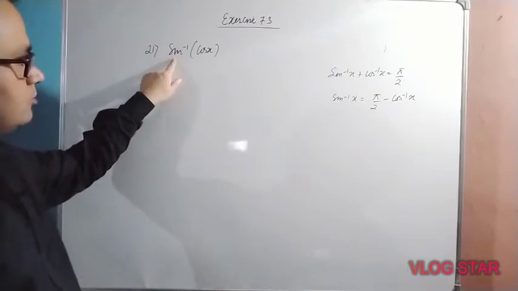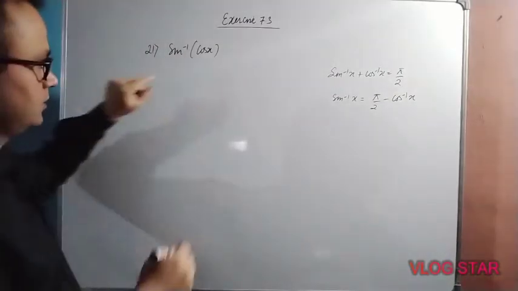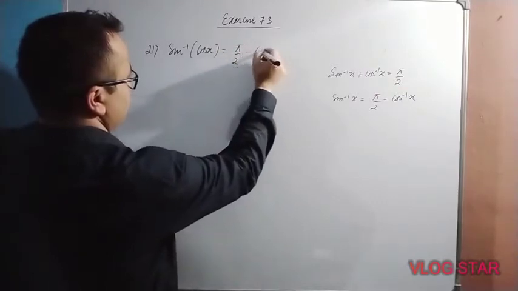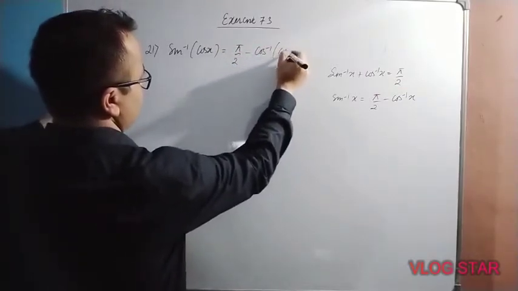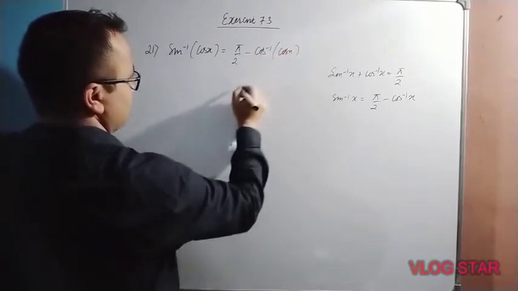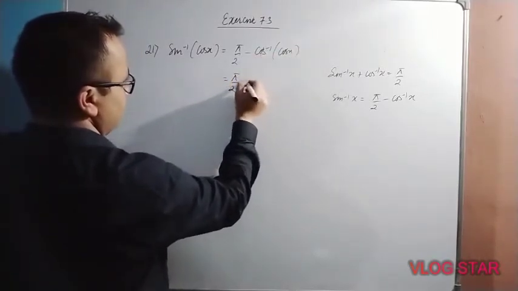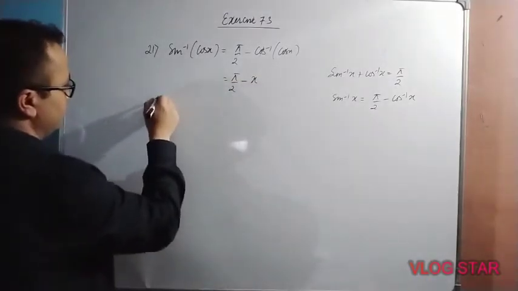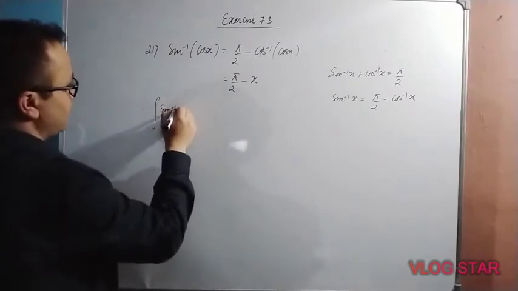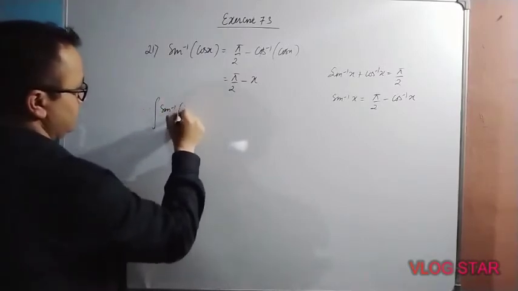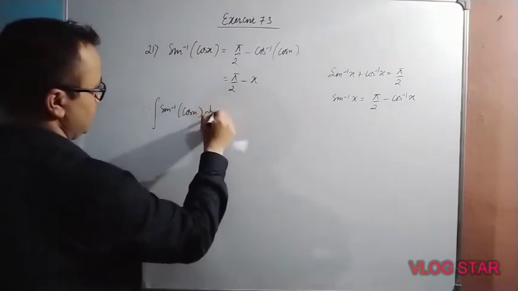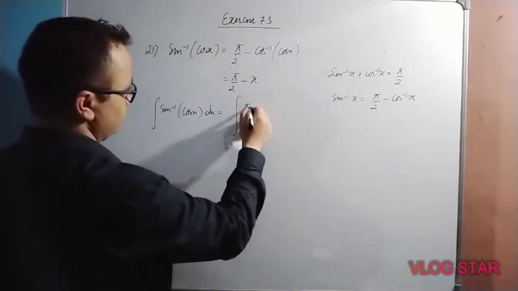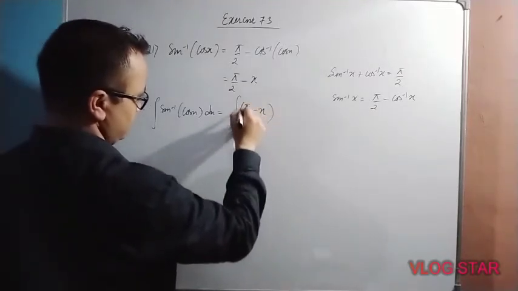So here it is sine inverse of cos x. This equals pi by 2 minus cos inverse cos x. Now we can cancel cos inverse and cos. So pi by 2 minus x is left. Now we can integrate. Therefore the integration of sine inverse cos x dx equals the integration of pi by 2 minus x dx.